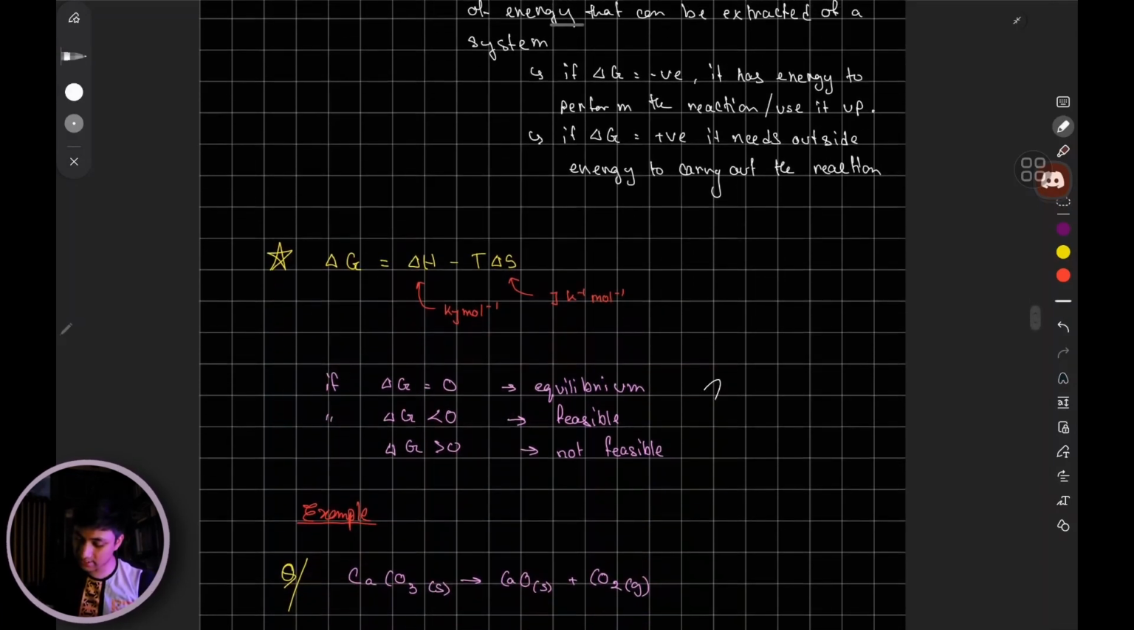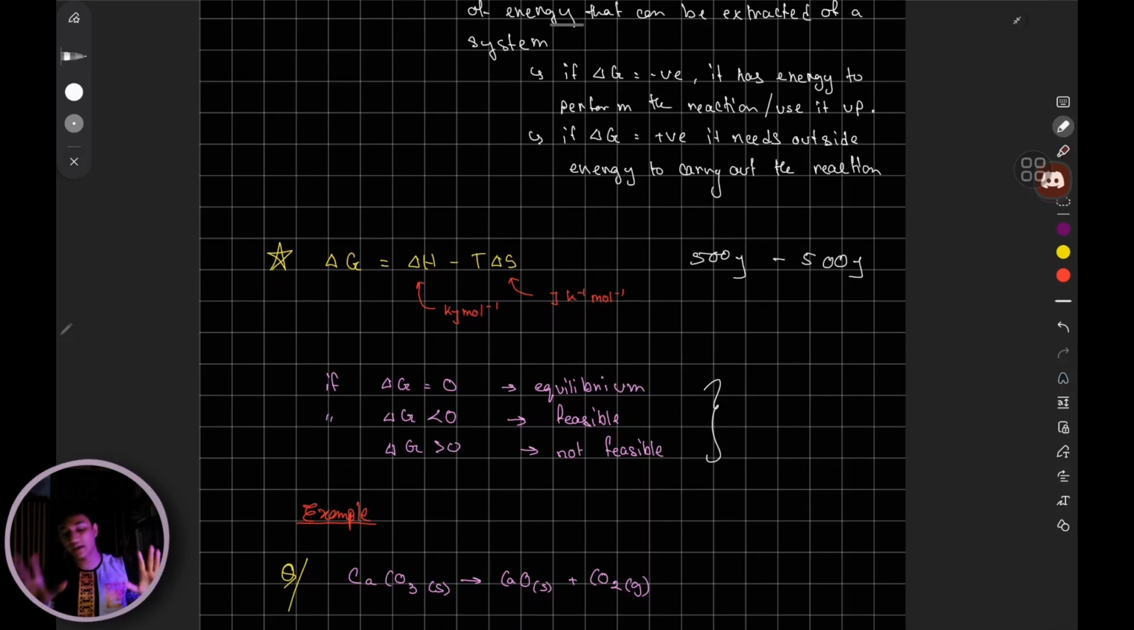Okay, so let's look at the three cases. When the change in Gibbs free energy is 0, let's say the enthalpy change is 500 joules and the change in energy due to the change in entropy results in minus 500 joules. At the end of the day, the net change in energy in the system is 0. What this means is the rate of forward reaction and the rate of backward reaction are the same. It is in equilibrium.